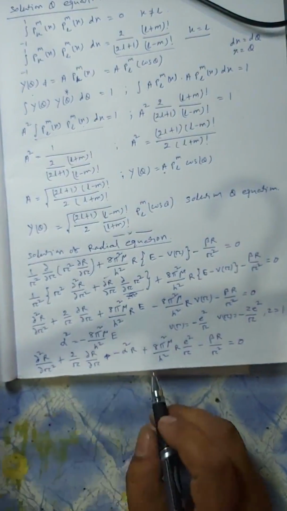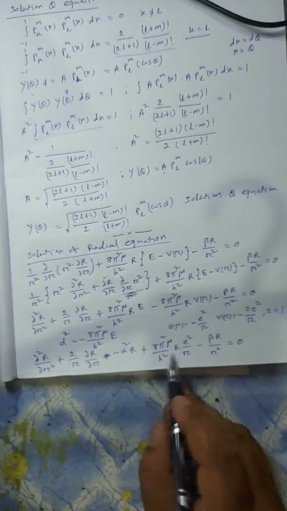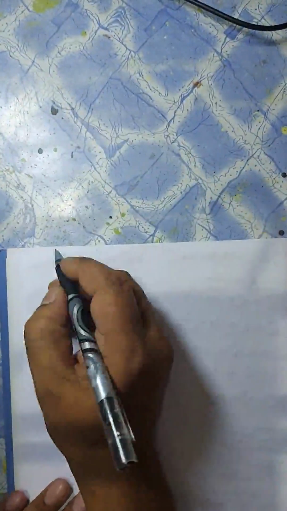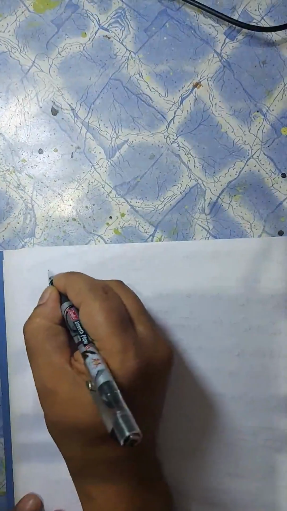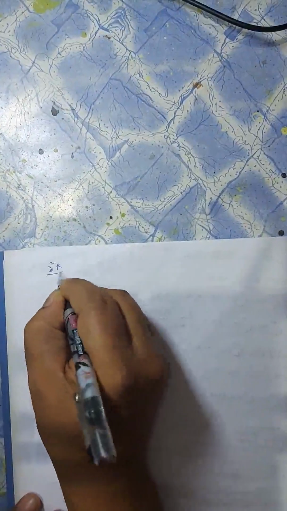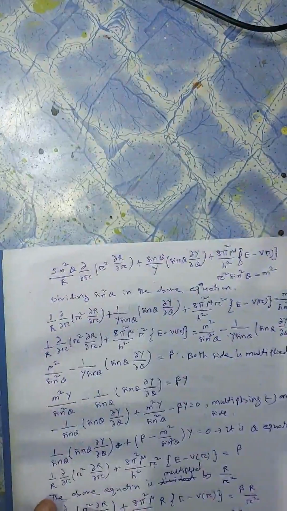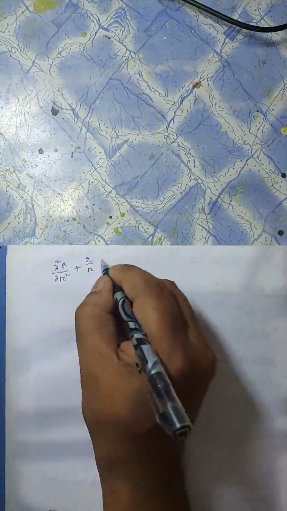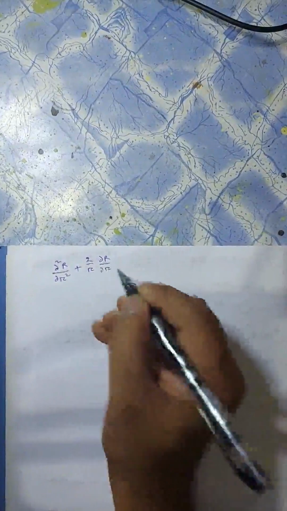Then what happens? We take R common from these three. On the next page I have to write it in this way: ∂²R/∂r² plus 2/r ∂R/∂r.